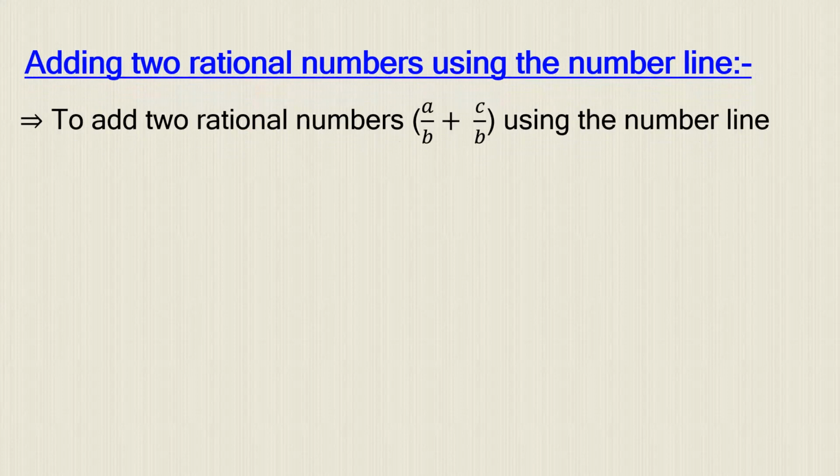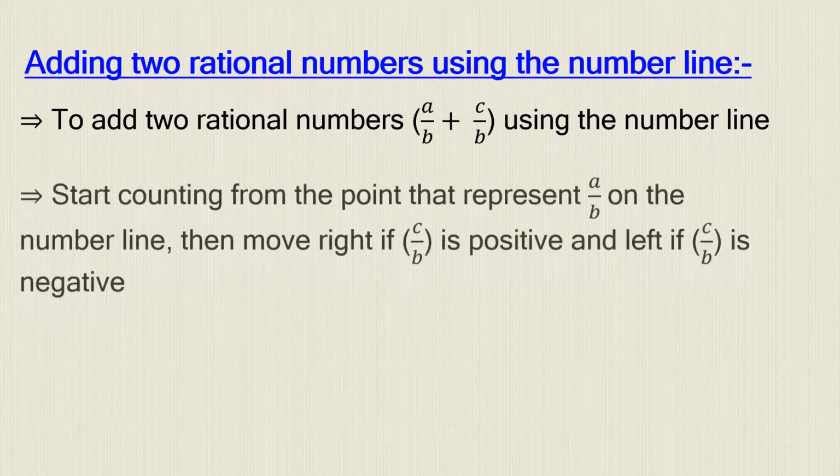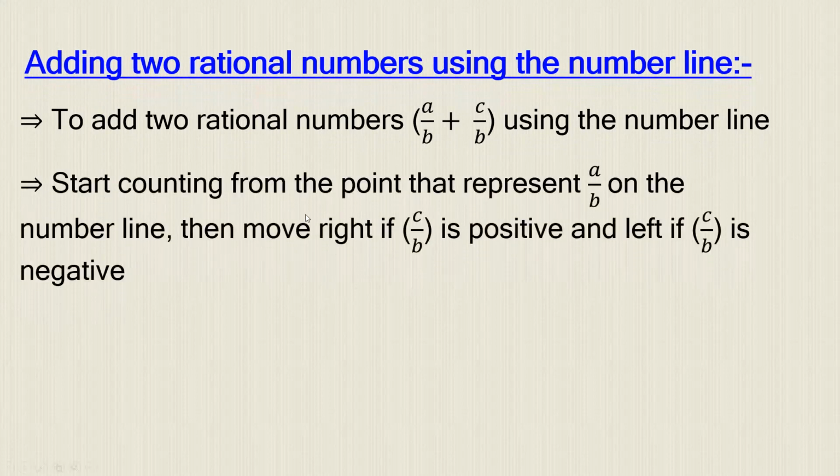To add two rational numbers a over b plus c over b using the number line, start counting from the point that represents a over b on the number line. I will start from the first rational number a over b, then move to the right if c over d is positive, and to the left if c over d is negative.